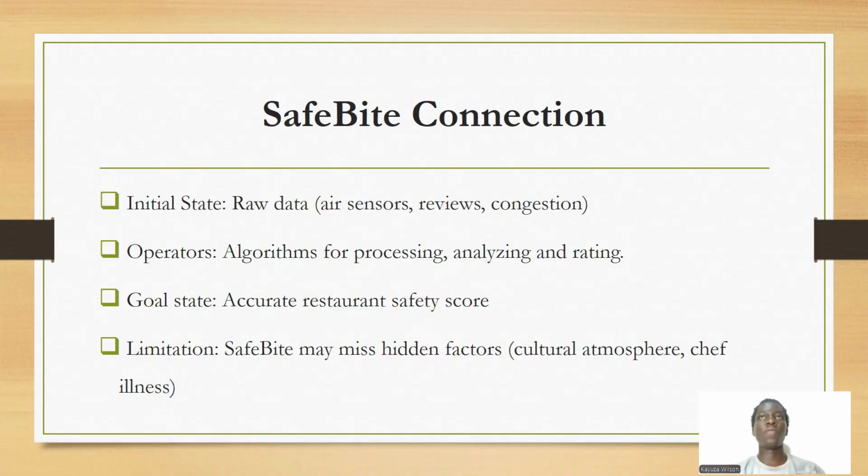And then the limitations. We talk of the frame problem. Here we say that SafeBite may miss hidden factors. For example, SafeBite does not have the ability to add any factors into decision making by itself. For example, if the chef of a certain restaurant is sick, it cannot add that into the factors it's using to make a decision for you for where to go and eat. So it will just base off the factors it's been using, like air quality, congestion. So it doesn't have the ability to go beyond the box. Like, we give an example here, like cultural atmosphere, or the chef being sick, or your sister or family member works in the other restaurant. It doesn't have that kind of ability.